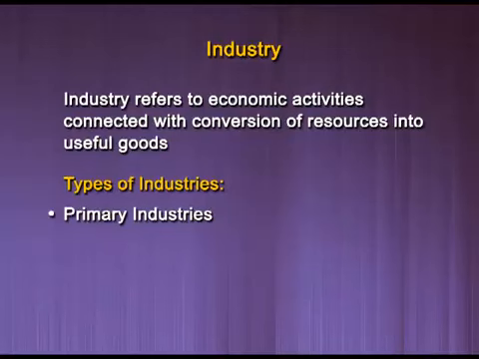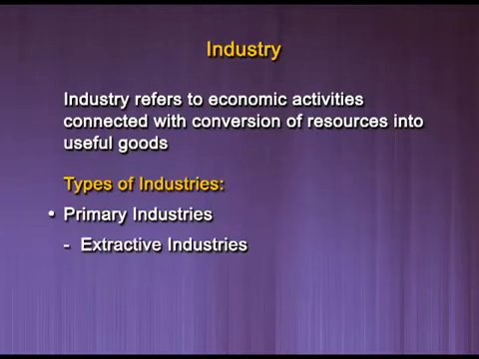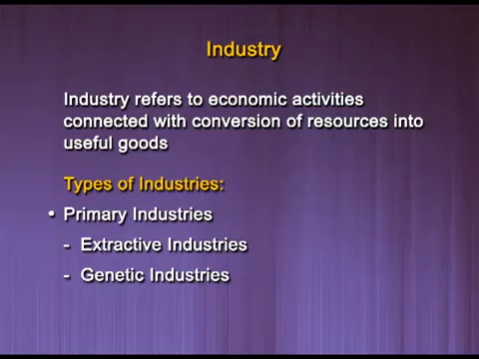So, let us understand the meaning of primary industry. Primary industry, as its name suggests, is primarily engaged in extraction of natural resources, production of natural resources and development of living organisms. Now, the primary industry again has two types: first is extractive industry and second is genetic industry. So, what is extractive industry?